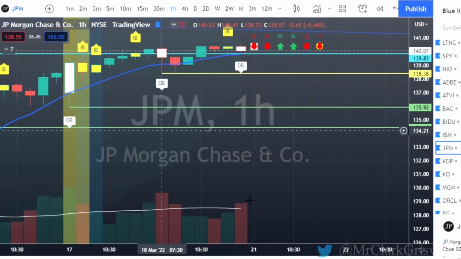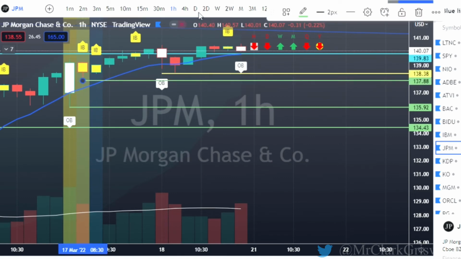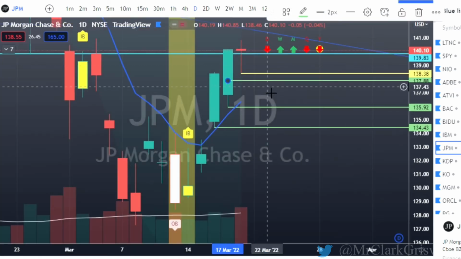Why isn't this clicking? Intermediate targets, and then we can go back to our daily chart, and there it shows up there. That would be your first target. So that's on JP Morgan.